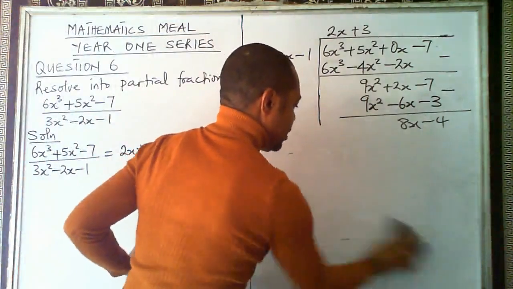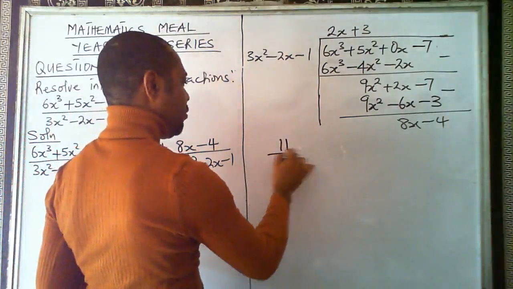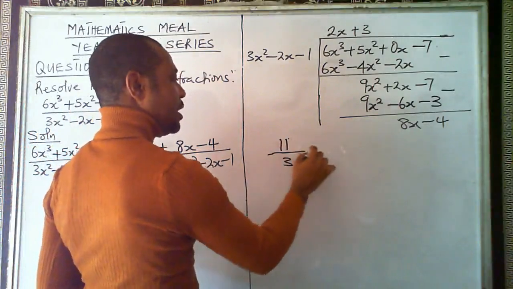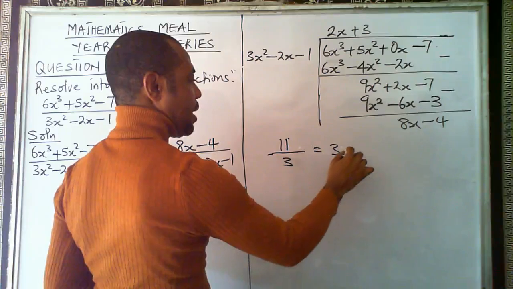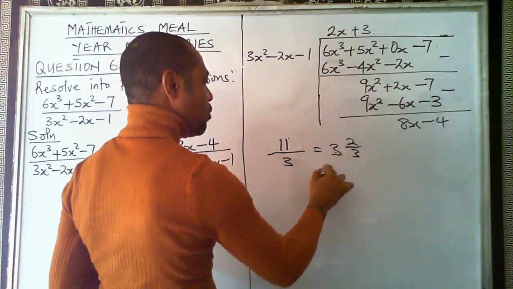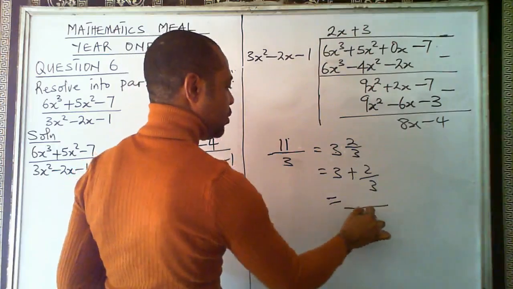I believe that is very clear. So the same way, if you have maybe 11 divided by 3, this will give you 3, remainder 2. So you have 3 whole number 2 over 3. 3 whole number 2 over 3 is the same as 3 plus 2 over 3. Don't doubt it. Let's find the LCM here.